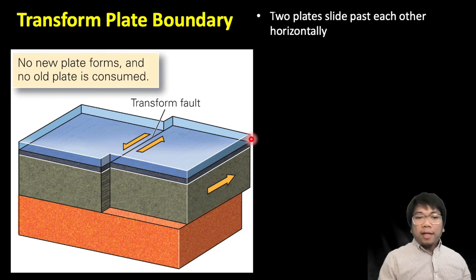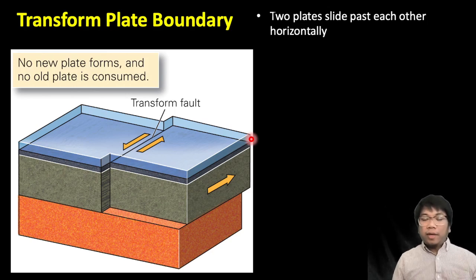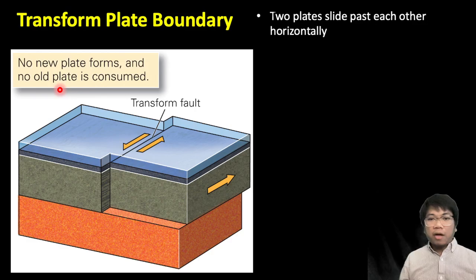And the third one is called the transform plate boundary, and again this happens when two plates slide past each other, like illustrated in this figure right here. You can see this block moves that way, and the block on the other side moves the opposite way. Okay, here there's no destruction of older plates or creation of newer plates. So no new plate forms and no old plate is consumed along a transform plate boundary.